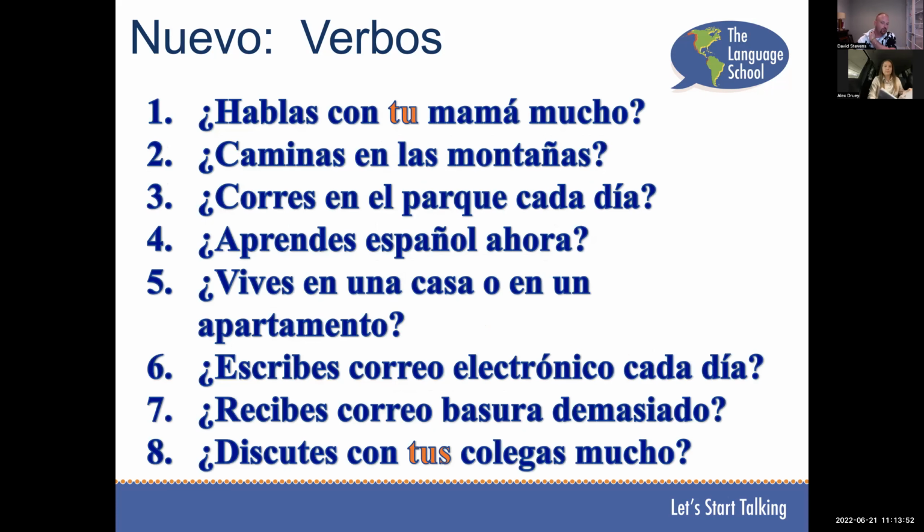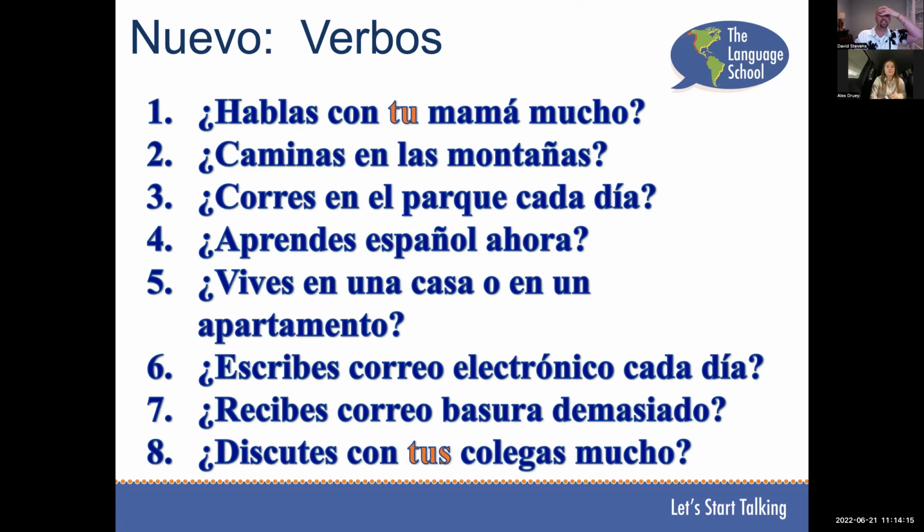¿Hablas con tu mamá mucho? Sí, hablo con mamá mucho. Con mi mamá mucho. I have this highlighted in orange because that's another word you're going to change conversationally, right? Tú y mi. So let's try that again. ¿Hablas con tu mamá mucho? Sí, hablo con mi mamá mucho.